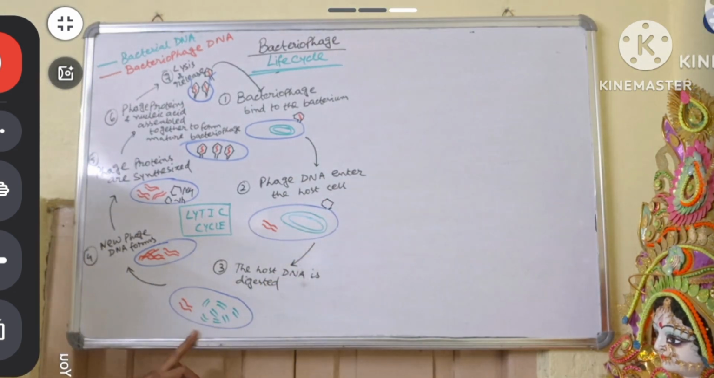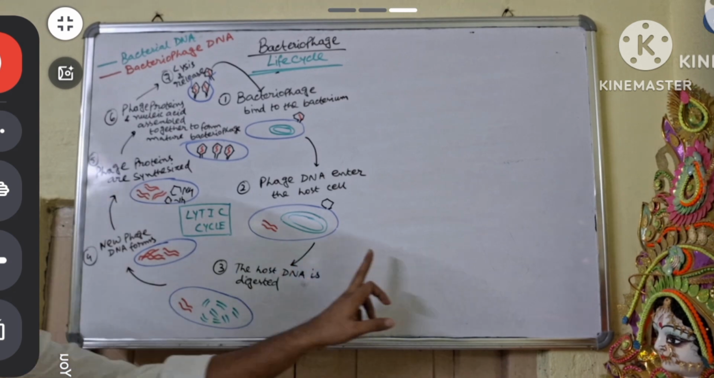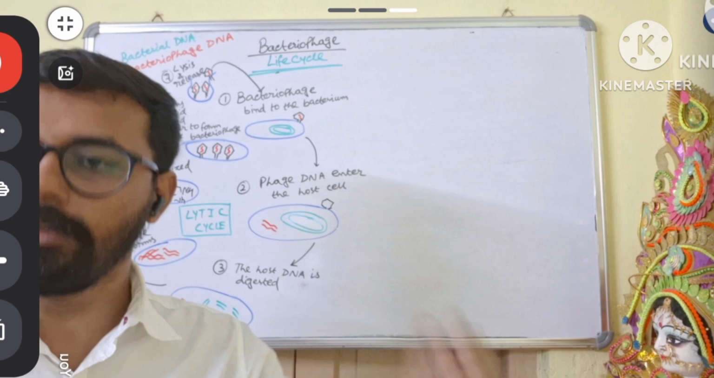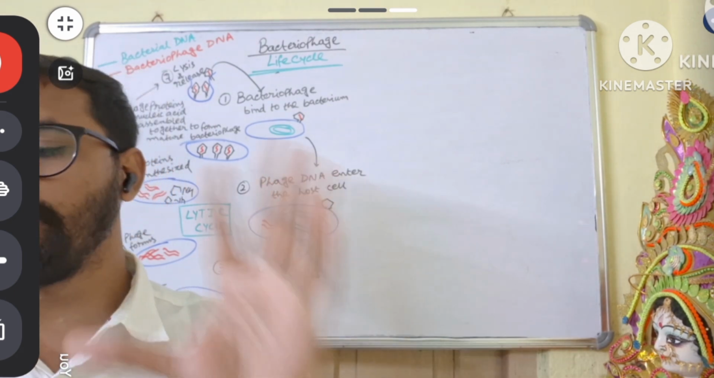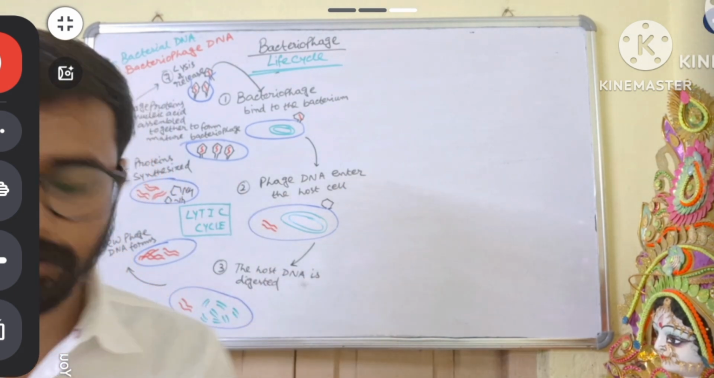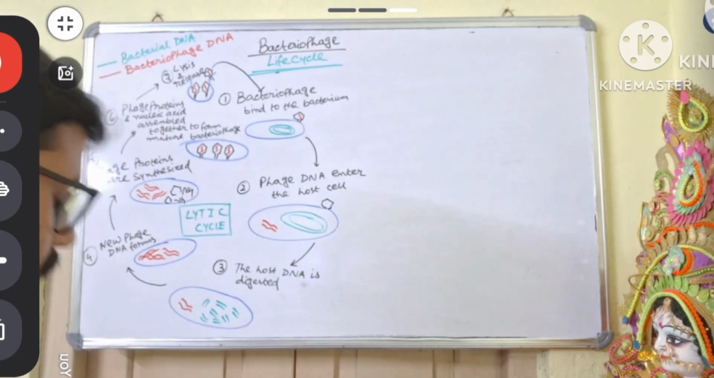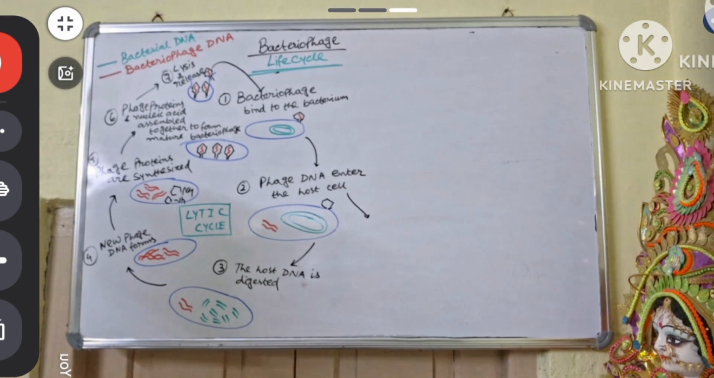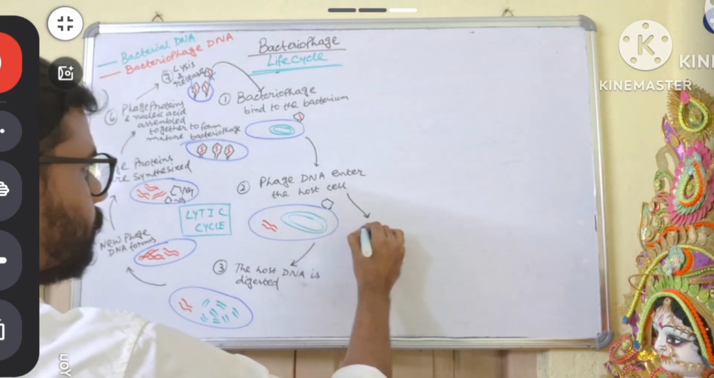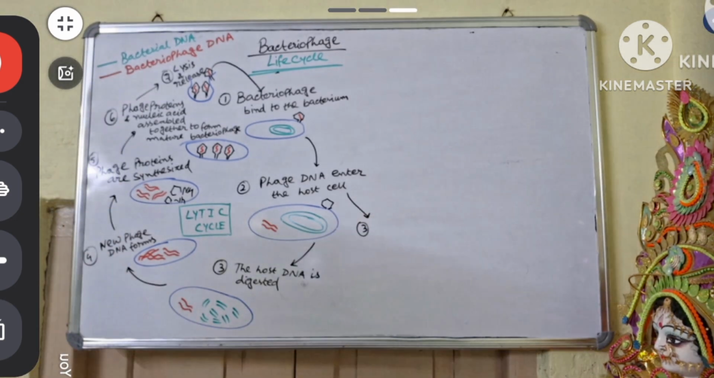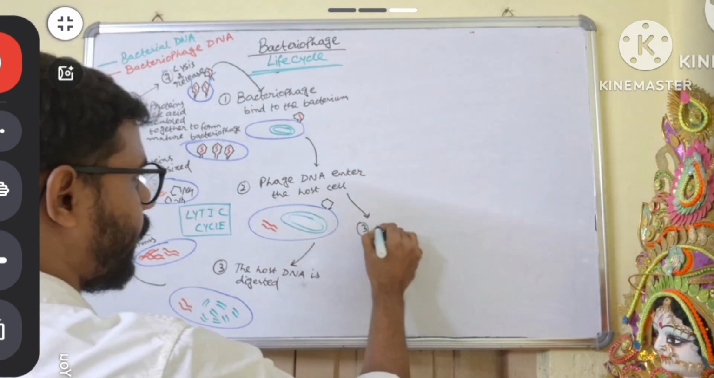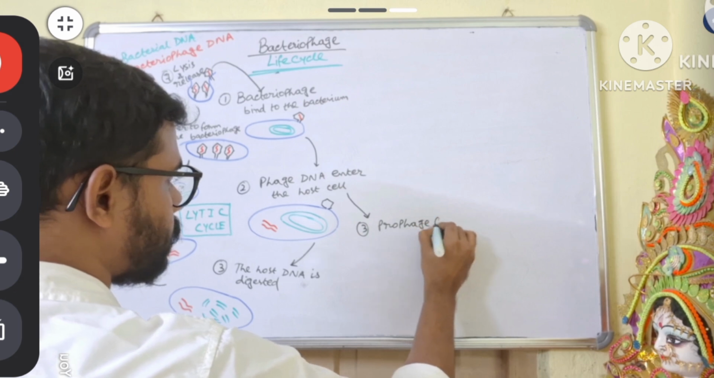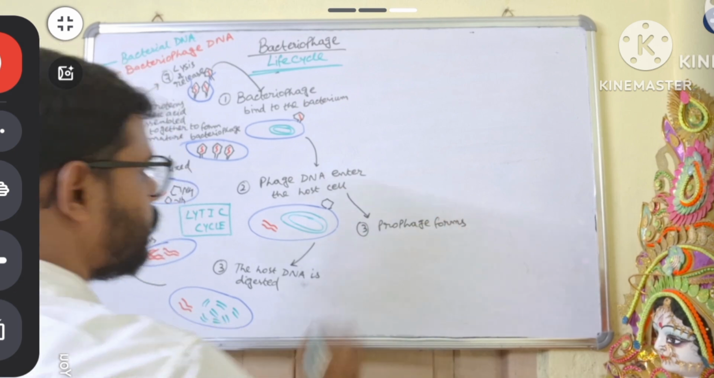In step number 3 here, DNA is degraded in the lytic, but in lysogenic the DNA remains intact, and the bacteriophage DNA is integrated into the host DNA. It diverges and forms the lysogenic cycle. So lysogenic point number 3 starts here: prophage forms. After DNA enters, prophage forms.